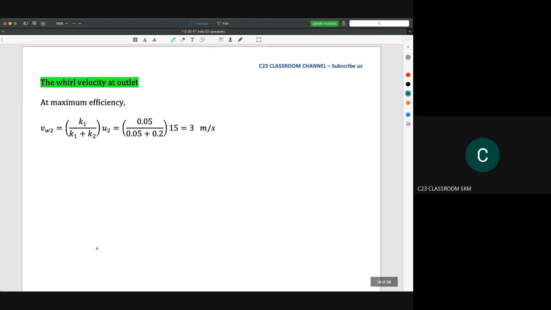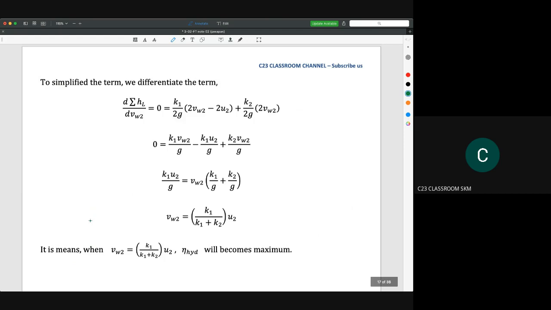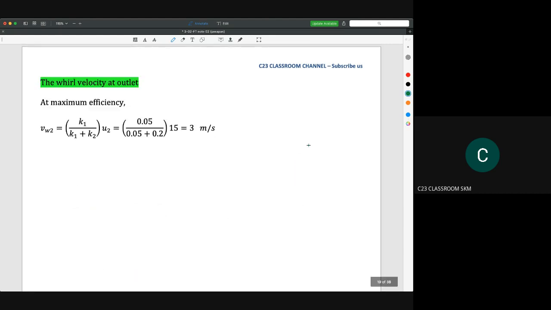Then we could calculate the velocity at outlet at maximum efficiency, using the equation that we get from our differentiation process. So it's V2 equals U2 times K1 over K1 plus K2. We substitute the value of U2 equal to 15 meter per second, so V2 is 3 meter per second. This is the value of V at outlet.